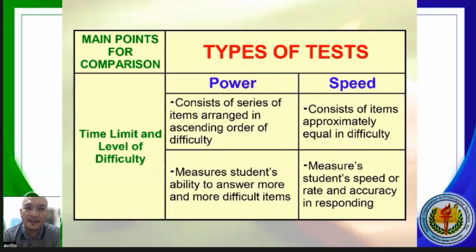Yung speed test naman, consists of items approximately equal in difficulty. Pare-pareho ng hirap. Paanuhan lang. Speed. Pabilisan. Measures student speed or rate and accuracy in responding. Ilan kayang masasagutan niya in 1 hour? Kung magaling yung bata, baka 30 minutes nasasubmit na siya ng test paper niya. Okay? Speed test. Yung power test, hindi. Yung pahirap ng pahirap ang mga items.